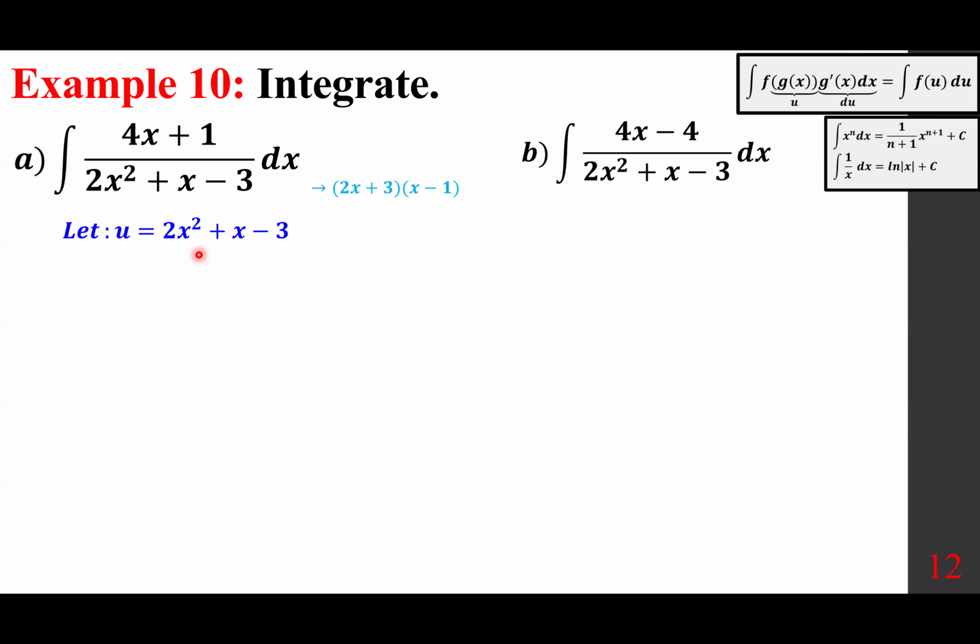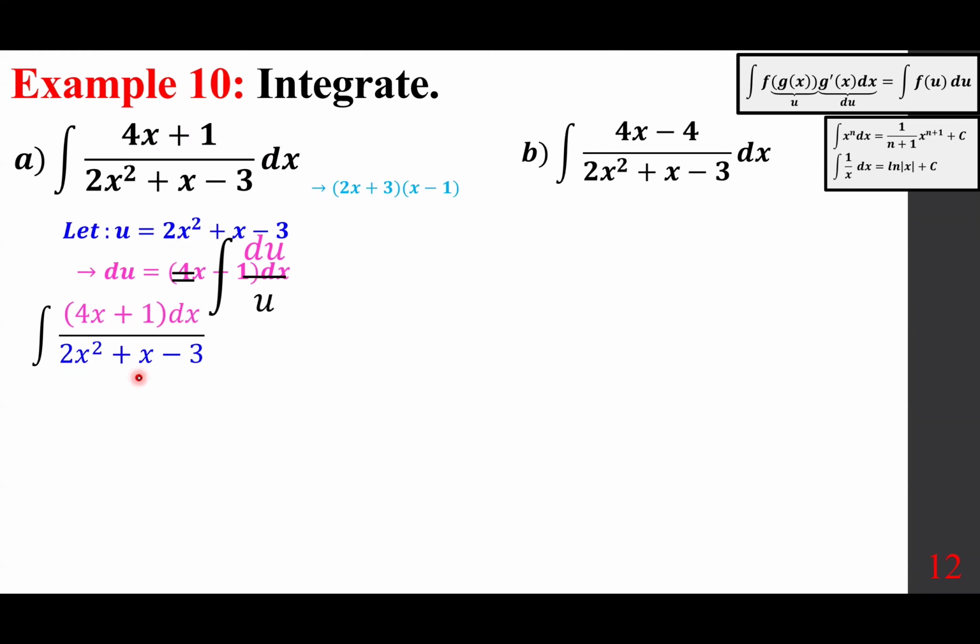If I differentiate, I get 4x plus 1. Therefore, du is (4x + 1) dx. And remember, dx always belongs to the numerator. So I'm going to rewrite it so it becomes clear that the entire numerator is du, (4x + 1) times dx, and the denominator, of course, is u. And that follows the natural log result.